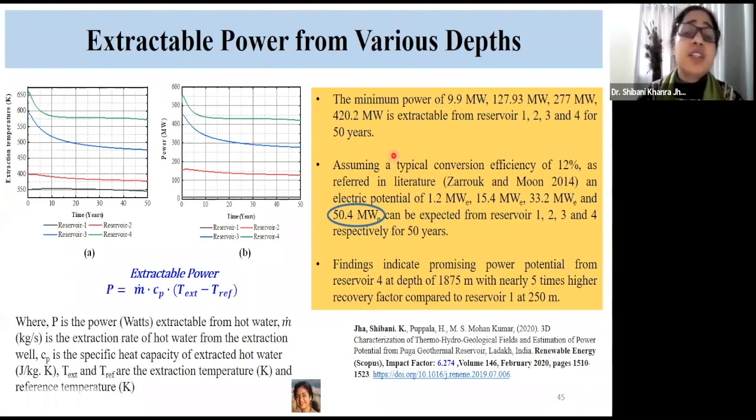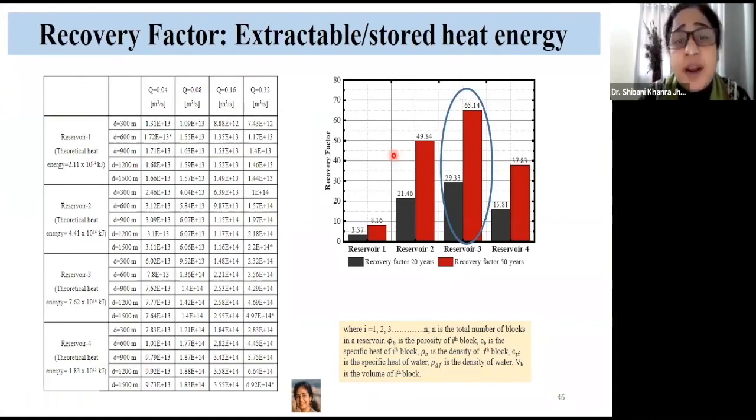So the recovery factor is not so high at shallow depths, because the deeper we go, we have the crustal heat available, and that keeps replenishing that particular heat source. In shallow depth, that is where we miss that particular component. So that's where the deeper zone is more promising compared to the shallower zone. So recovery factor, as we have already discussed here.